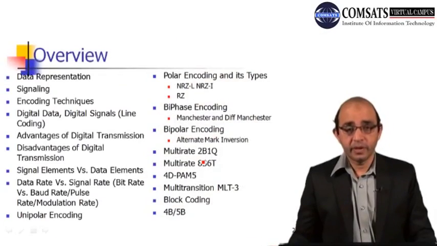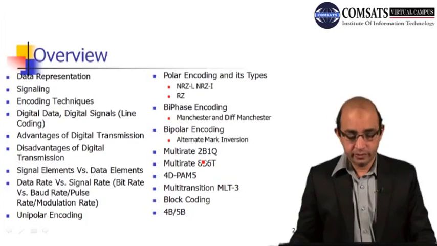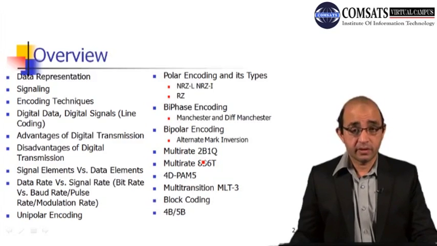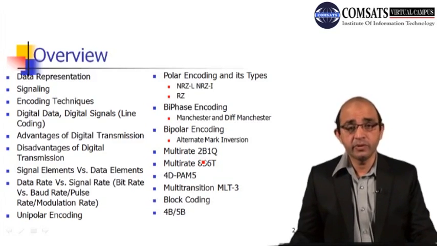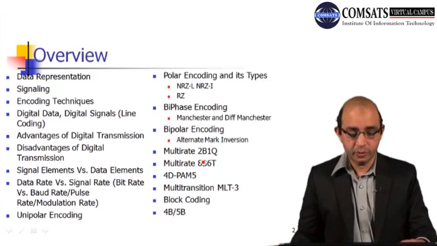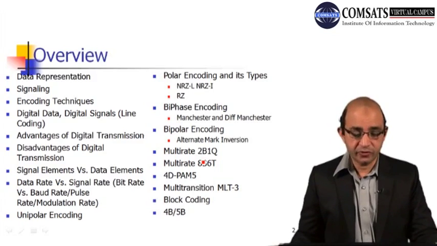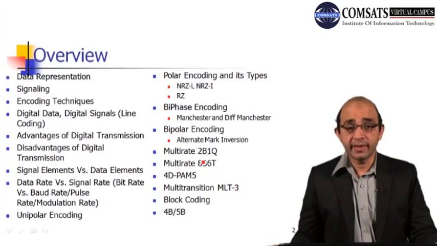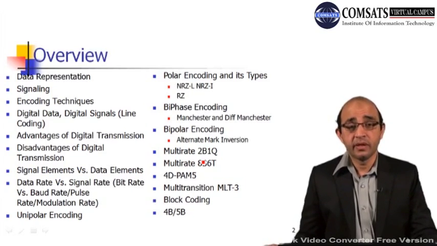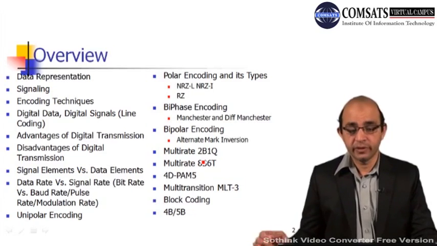So these are the main points which we will be talking about. First of all, data representation. When we talk about data transmission, we have to represent that data so that we will be able to transmit it from one point to another point. There are different ways of data representation, and that counts when we have to transmit data by using some channel from one point to another point.